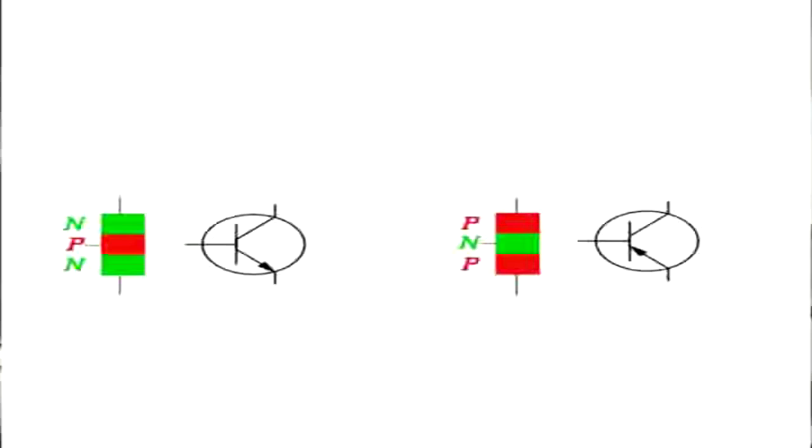How do I remember that? Looking on my schematic diagram, that's a not pointing in transistor. This is a pointing in transistor. If you remember that, if it's not pointing in, it's an NPN. If it's pointing in, it's a PNP. Isn't that fascinating?